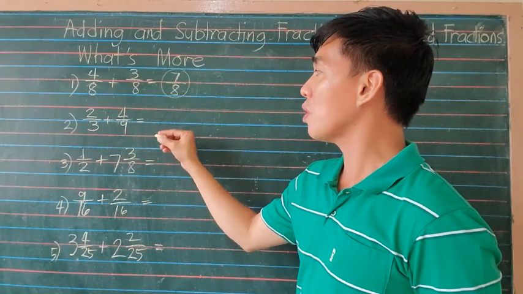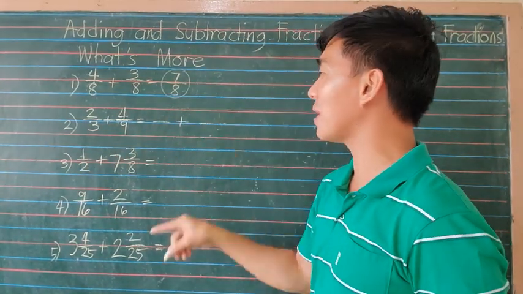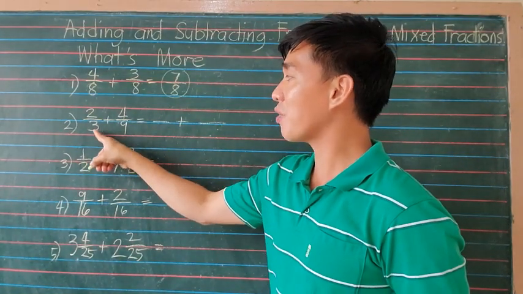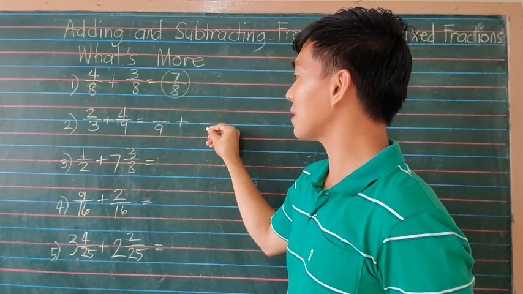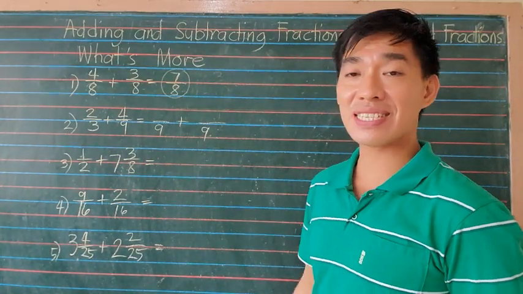For number 2, we don't have common denominator here. So look for their common denominator. In this case, 3 and 9 will meet at number 9. That's their LCM. So 9 is the LCD.